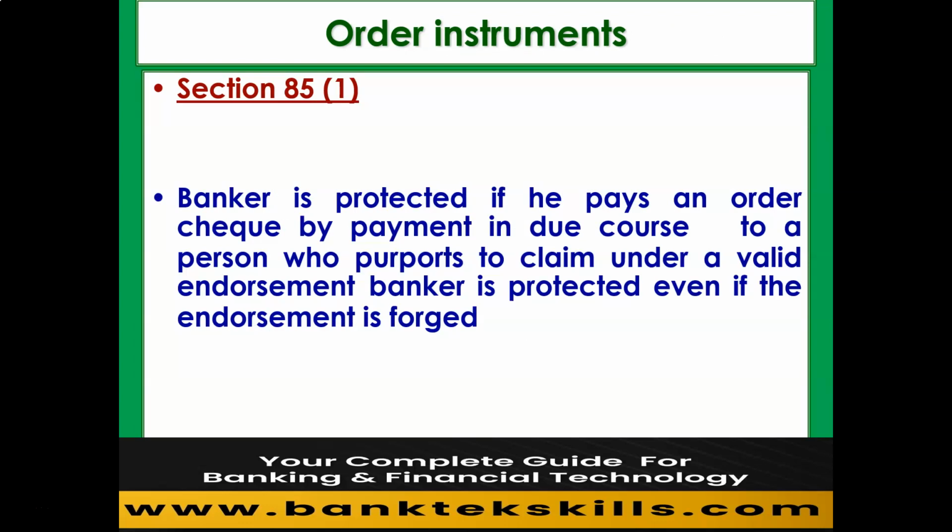Section 85(1), order instruments. Banker is protected if he pays an order cheque by payment in due course to a person who purports to claim under a valid endorsement. Banker is protected even if the endorsement is forged. This is very important. Even if the endorsement is forged, if the bank makes payment, he is protected under section 85(1), that is endorsements.